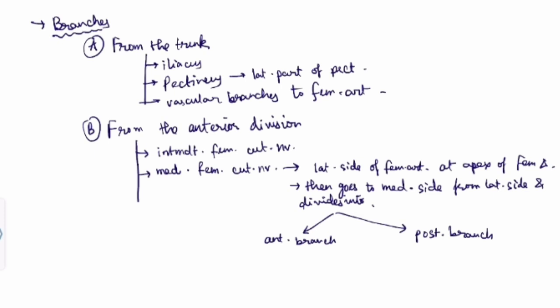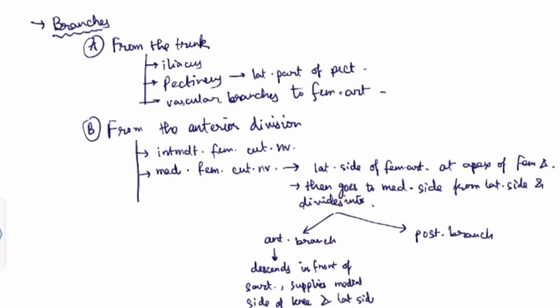What the anterior branch does is, it descends in front of sartorius. It again divides into 2 branches, but you don't need to go into that much detail. It supplies the medial side of the knee and the lateral side of the patella. One goes to the lateral side of the patella, one goes to the medial side of the knee. You may remember it as a viva point, but it's too much detail. You don't need to know it at this level.